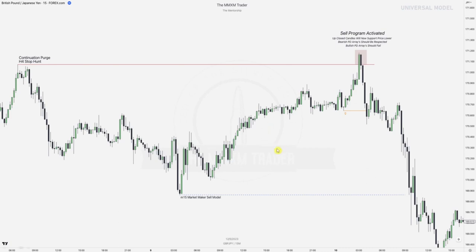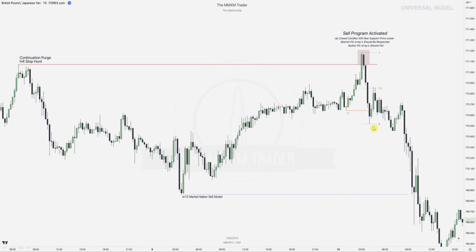So we have this market maker sell model formed over here. So all time frames are aligned. We wait for that break of structure, short-term perspective, right? Over here. Then draw out your premium and discount levels, right? From this high down into this low. If we want to return back into premium, we have to wait to go above this 0.5 line, this 50% line, right? Over here.